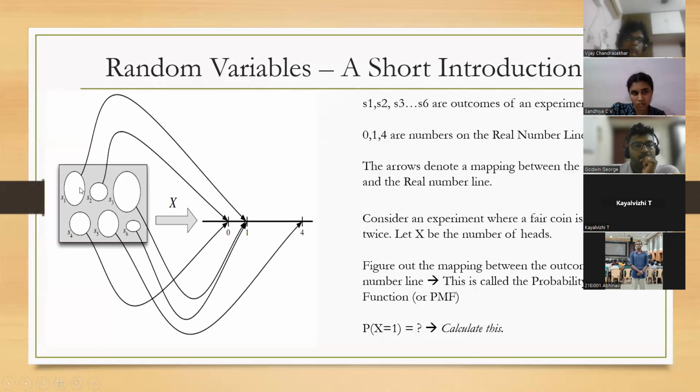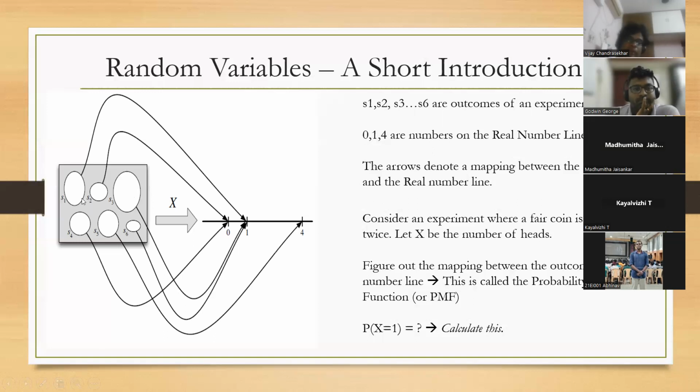All right, let me flip the question. I take a number on the real line. Can two different outcomes be mapped to the same number on the real line? Just have a look at this diagram and tell me. Yes, of course it can be. So you can have a situation where S1 and S2 are mapped to 1. In this case, can somebody tell me what are the outcomes that are mapped to 1?